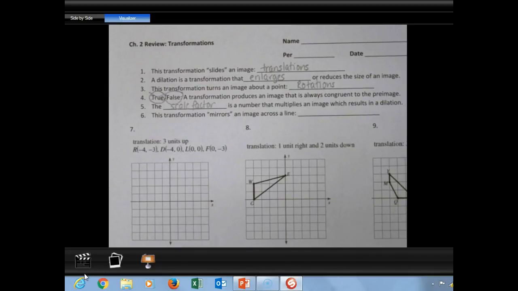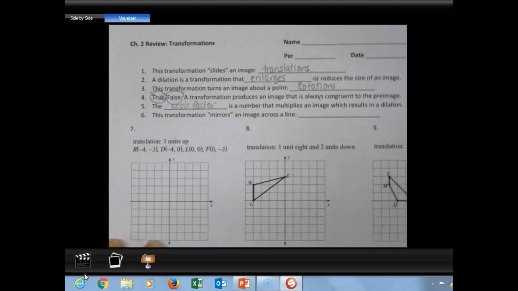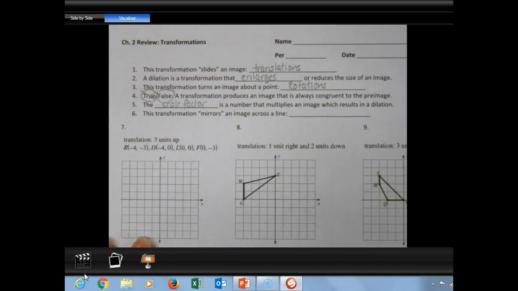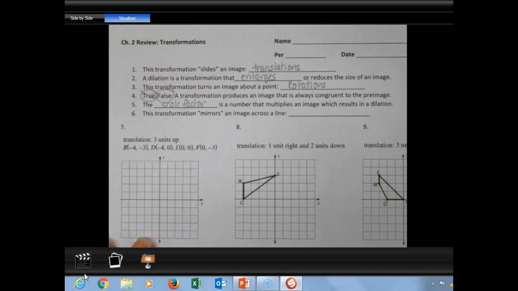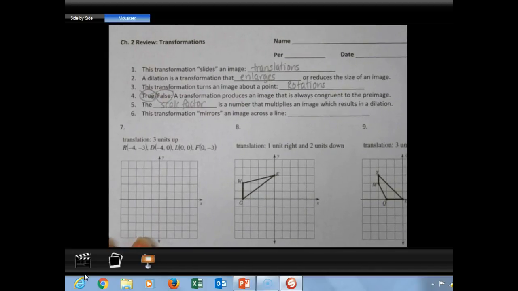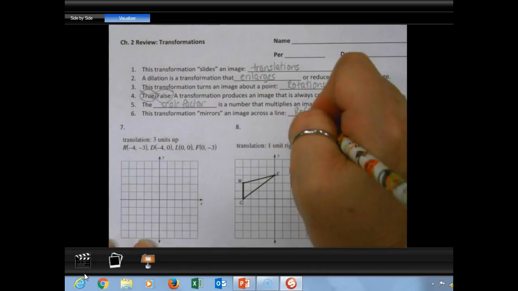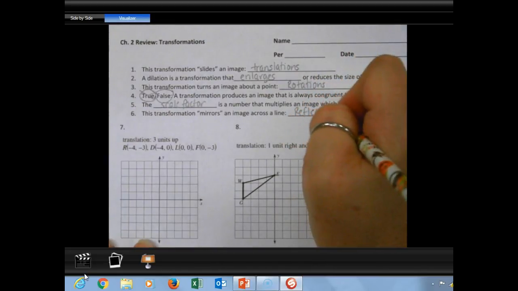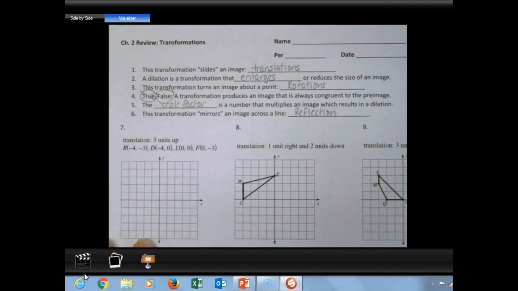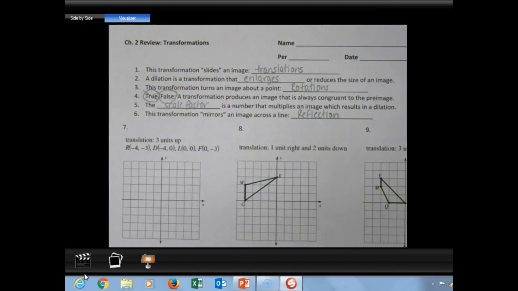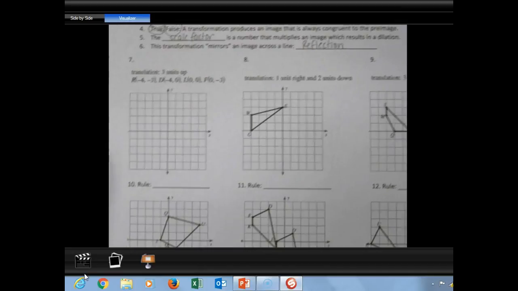This transformation mirrors an image across a line. What's that one? It's our last transformation. Thank you for raising your hand and waiting for me to call on you. Christian? It is a reflection. All right? Does everybody have these written down? All right, let's look at number 7.